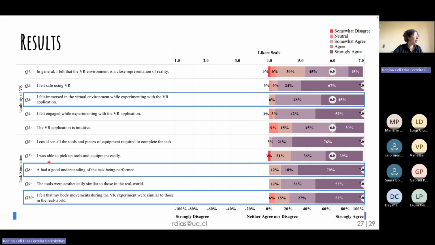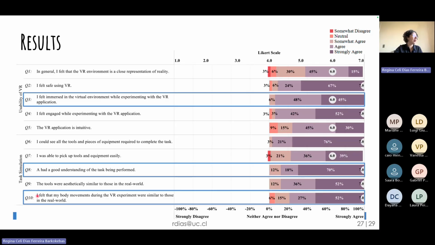Question 8: I had a good understanding of the task being performed, which is also important because they need to understand what they're doing. Otherwise they're going to leave the training and go to the factory, and if they don't associate one environment with the other, they would basically replicate what they were doing before. So it's really important that they understand what they are doing. And also here we have a really strong acceptance, so they agree with that.